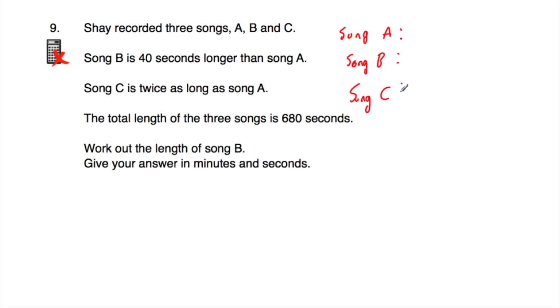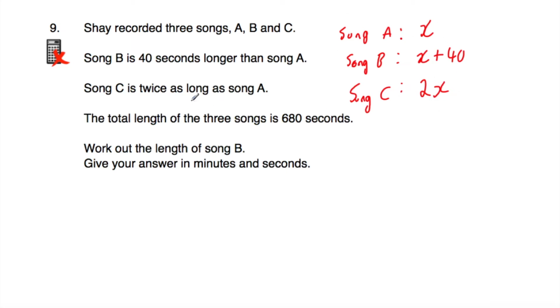Okay, so what I'm going to do is start off by letting song A be equal to x. And the reason I'm going to let song A be equal to x is because we're told that song B is 40 seconds longer. So I can add 40 to this quite nicely. So that'll be x plus 40, and that'll be the length of song B. And then it says that song C is twice as long as song A, so we can times this by 2 quite nicely as well. And x times 2 is equal to 2x. So what I've done is I've let song A be equal to x, and then to get the length of song B, I've added 40, so that's x plus 40, and in terms of song C, I've just times it by 2, and that's equal to 2x.